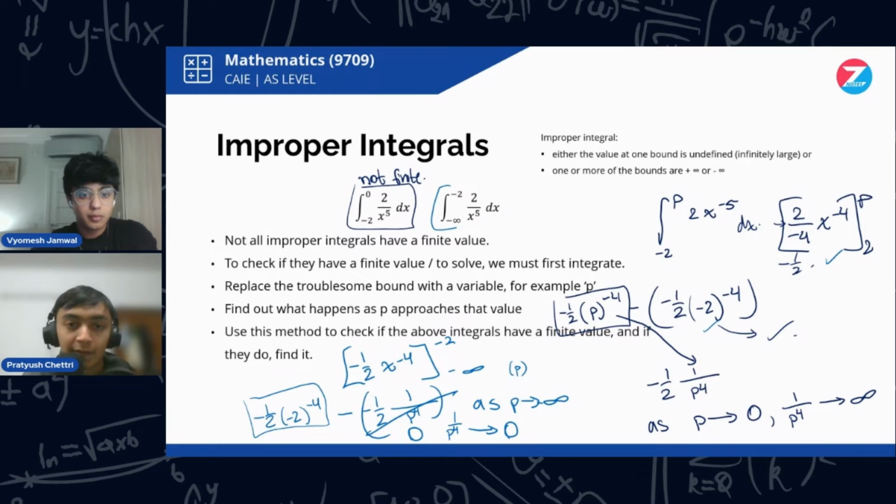So this is finite and has value. We ignore the part which was 0, and we just look at this. So let's calculate that. Minus 2 to the power minus 4. Negative 1 upon 32.